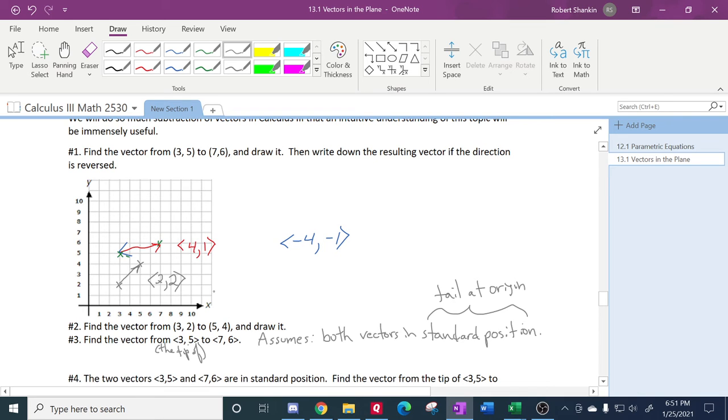The question: I got confused with number 1, from 3, 5 to 7, 6. Yes. Okay, this is not a vector, this is a coordinate. So you pointed at the 2 coordinates here, and you subtract from the 3 to 7, x1 minus x2. So you got -4.